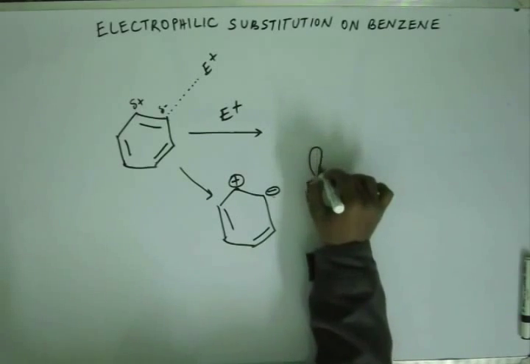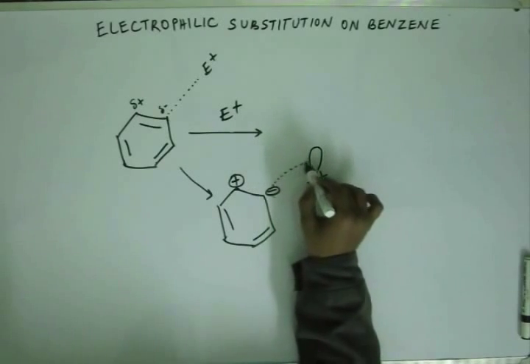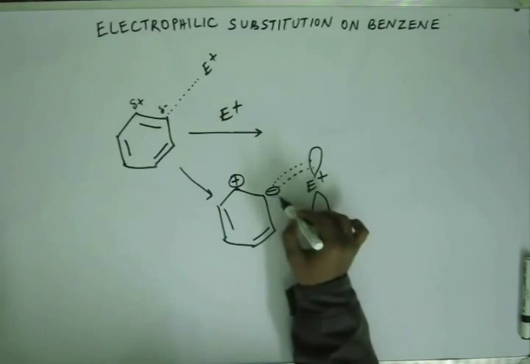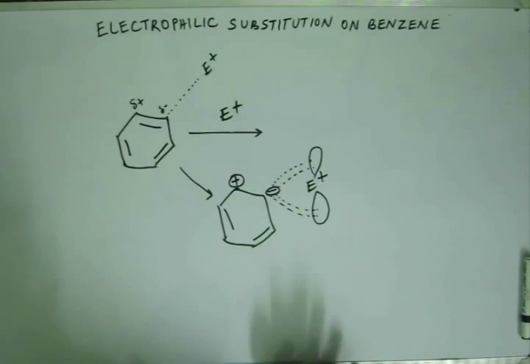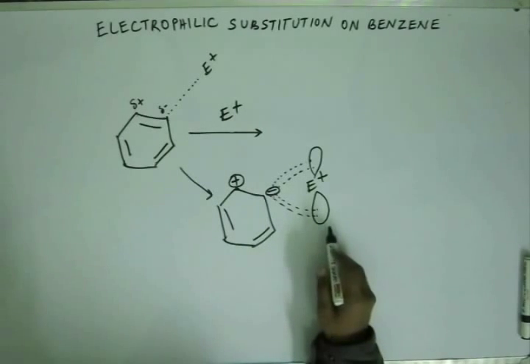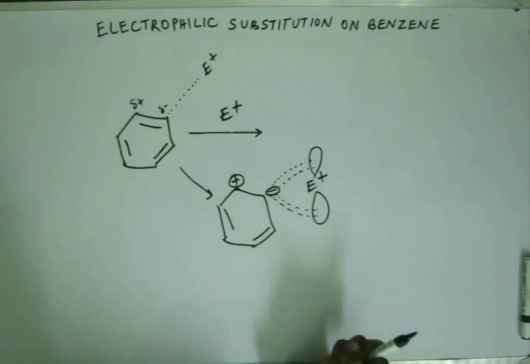Here you have an empty orbital, and here you have a completely filled orbital. So there will be electronic transition from this completely filled orbital to the empty orbital, and this will provide stability to the electrophile, because the electrophile was deficient of two electrons, and now it is receiving some electron density from an outer source. So this will stabilize the electrophile, and if I consider both the benzene ring and the electrophile as a system, this will stabilize my system, and that will result in evolution of some energy. So this is going to stabilize.